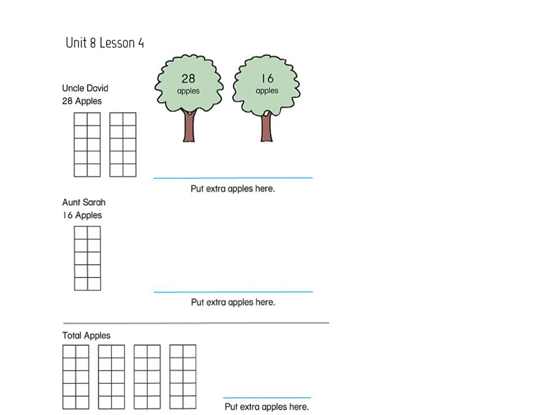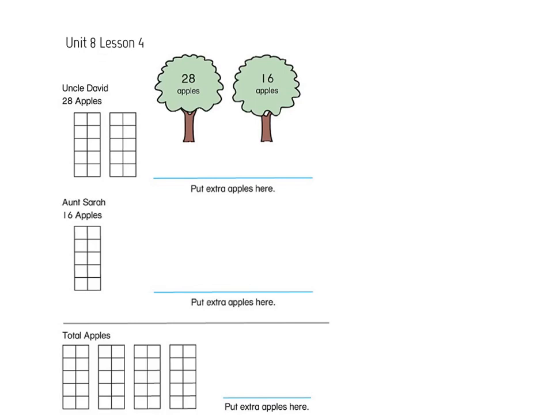All right. So here you'll see we have Uncle David and Aunt Sarah, and we have some apples that they are picking. So Uncle David picked 28 apples. So I'm going to fill in my 10 grid here, and then any extras I have that don't fit in the grid, I'm going to put over here on the blue line.